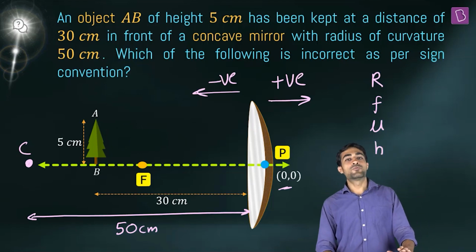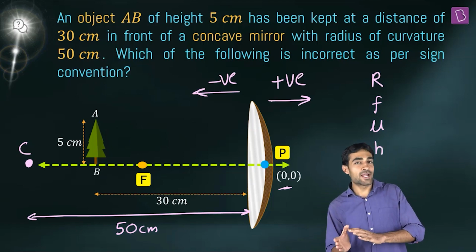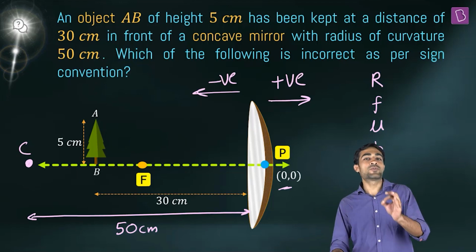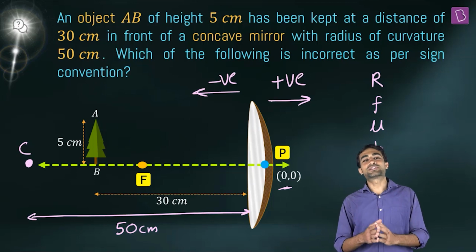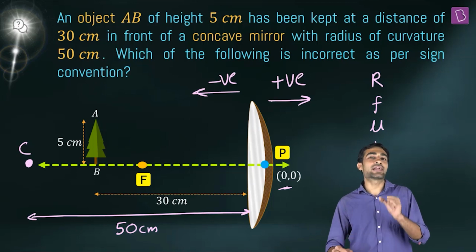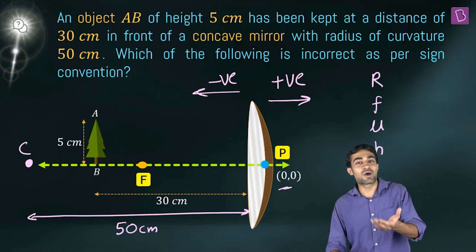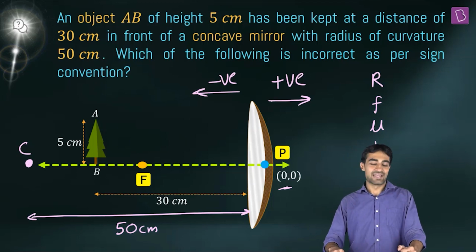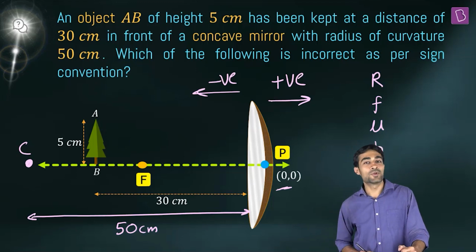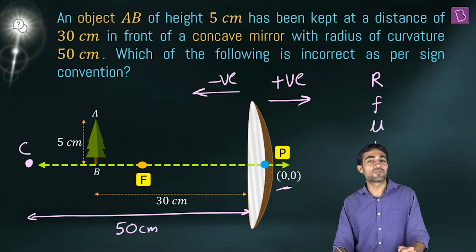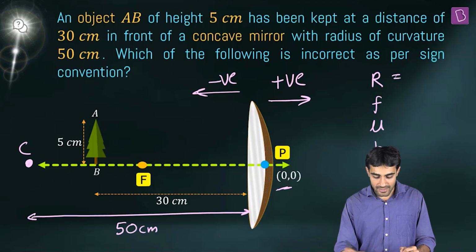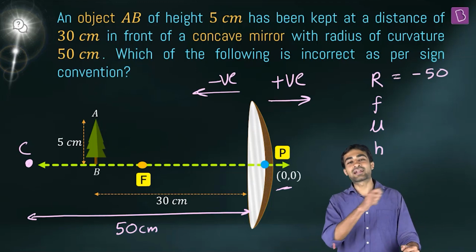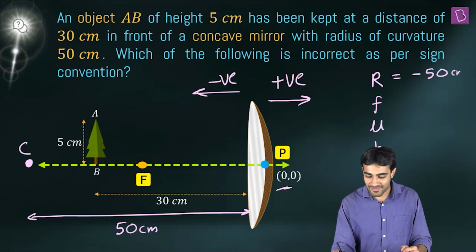Now, on which side, positive side or negative side, do we find the center of curvature? What do you think? It is on negative side. Correct. So we measure the distance from the pole and we can see the center of curvature is on negative side. So I can write radius of curvature as minus 50 with the correct sign, minus 50 centimeter.